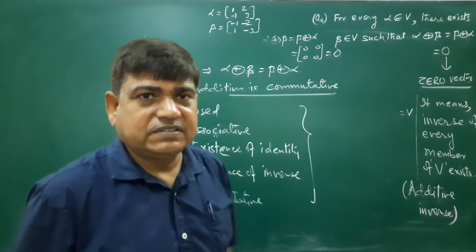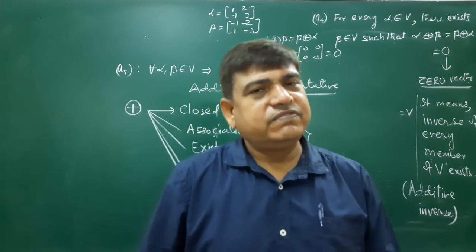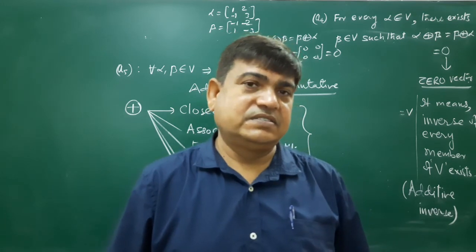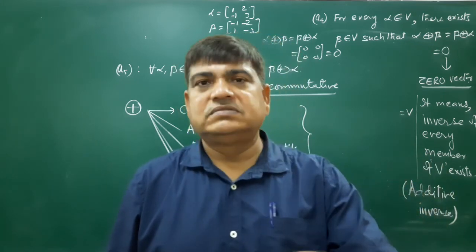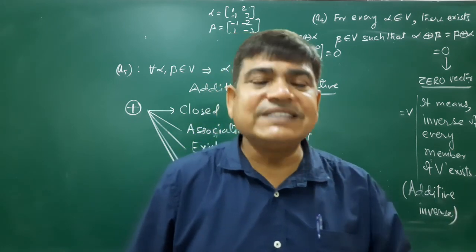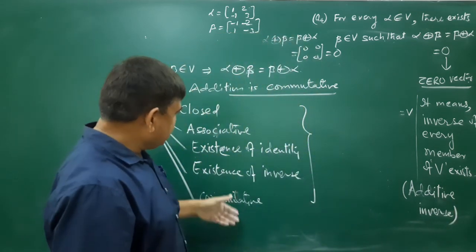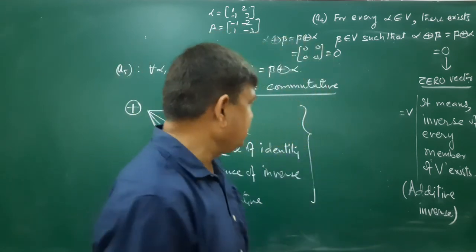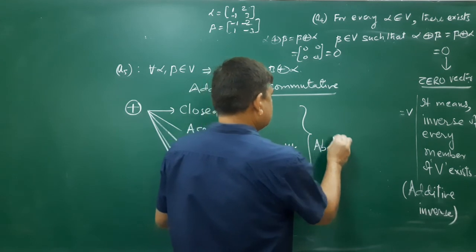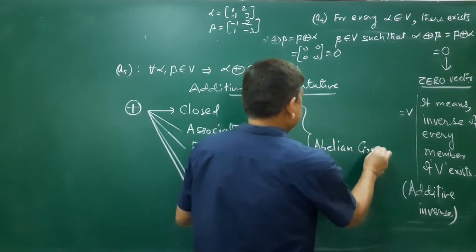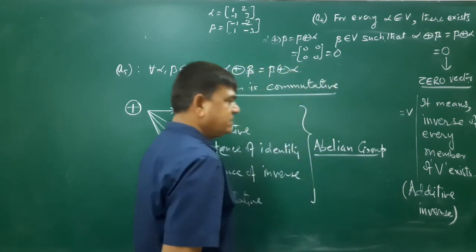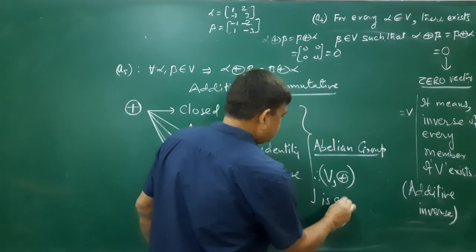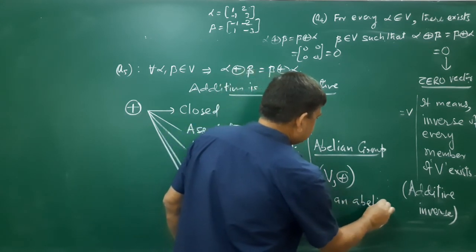And you remember, you have done this. If a binary composition on the given non-empty set satisfies all these properties, then that given non-empty set is known as an abelian group. Therefore, here V with this operation is an abelian group.